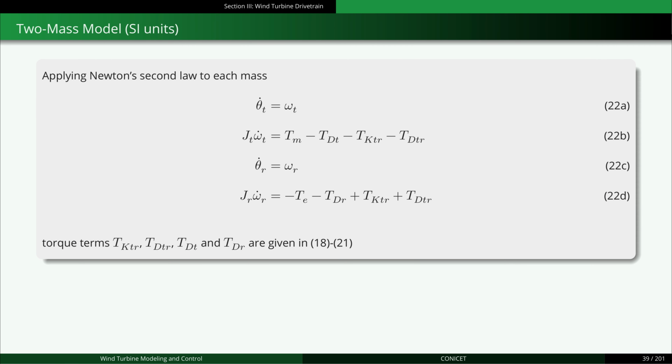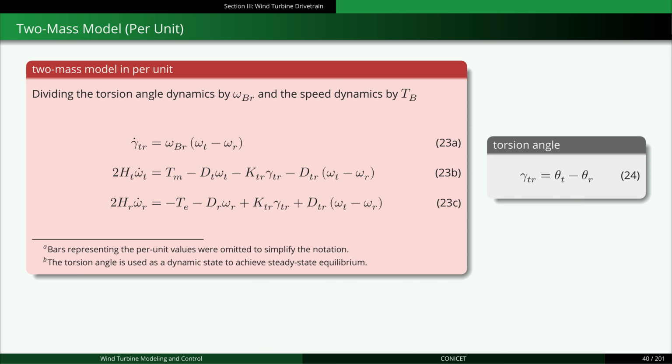By applying Newton's second law to the two-mass system in Figure 12, we obtain the following system of equations representing the dynamics of the wind turbine mechanical system in the International System of Units. The dynamics of the wind turbine mechanical system, expressed in per-unit values, is given by the following system of equations. These equations are obtained by dividing the torsion angle dynamics by the base generator speed and the speed dynamics by the base torque. Bars denoting per-unit values were omitted from these equations to simplify the notation.